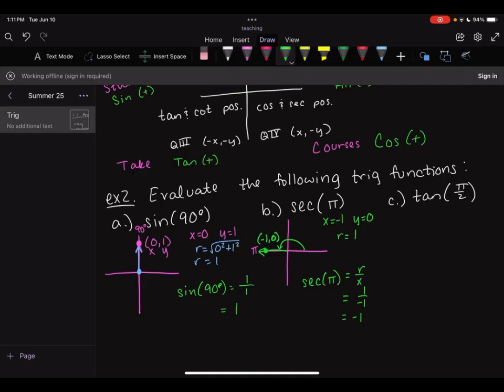And then lastly, if I did tangent pi over 2, so pi over 2 is up here. It's the same location as 90 degrees. So same situation actually as part A. So my x value would be 0. My y value would be 1. My r would be 1. Now tangent is y over x. So what you'll notice here is that we get 1 over 0, which we would say is undefined.